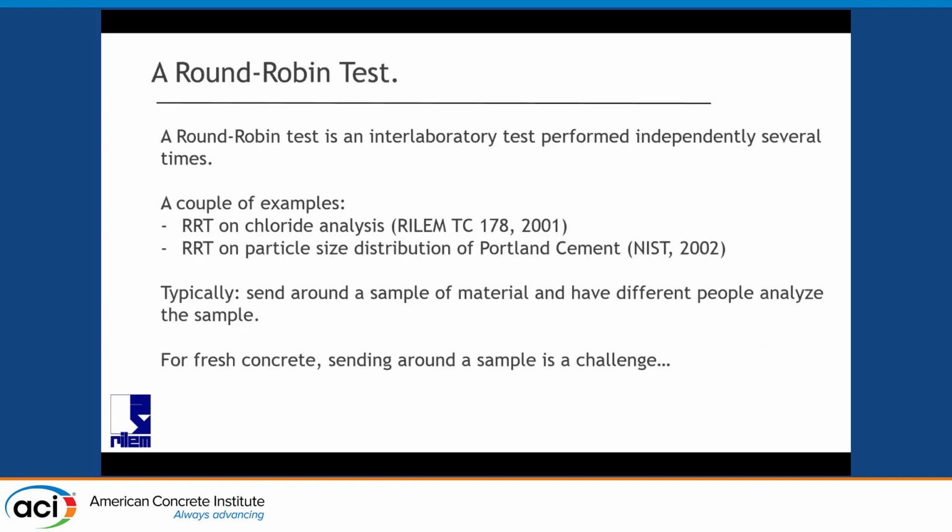But maybe the first thing is, what is the round robin test, right? The round robin test is a test you do in multiple places, multiple laboratories, independently to try to assess the results and see how much they vary from place to place, right? So typically what you do, you send a sample around, and everybody's going to test a sample with whatever test they need to do. In fresh concrete, though, it's a little more difficult to send a sample around. You can't really do that.